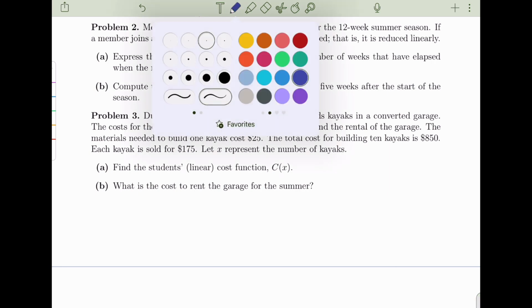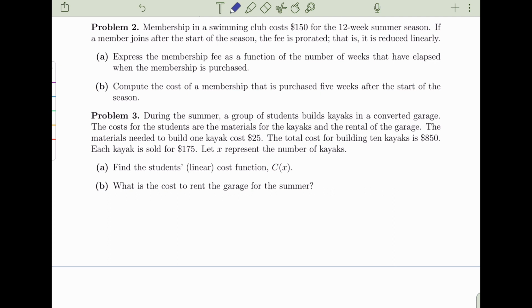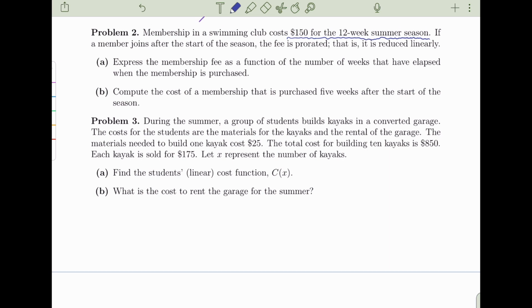So firstly, the first condition that we have here is the swimming club costs $150 for a 12-week summer season, right? So if you join the club right at the beginning of summer, you're gonna pay the full price, $150. So notice that I said right at the beginning of summer, that is mathematically 0 weeks after the beginning, right? So it's right at the beginning, 0 weeks after the beginning you join the club, okay?